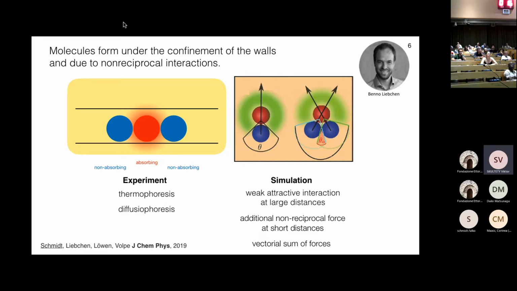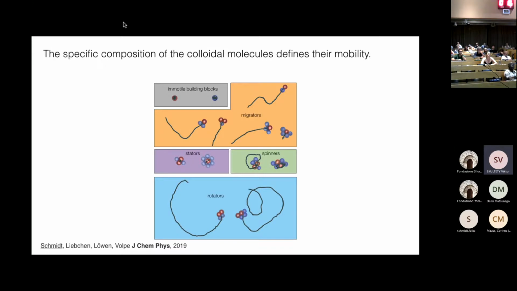That is because you have this kind of overlapping angle. And in the end, you can get a whole slew of different types of molecules. They can be immotile. Then you get these what we call migrators. These are ones that mostly move straight. If you start to have something that's a bit more radially symmetric, they of course stop moving. But you can also have different types of rotation, like spinning or orbital kinds of rotation.